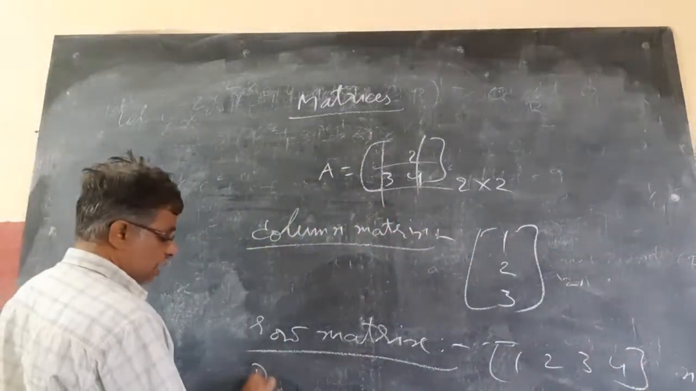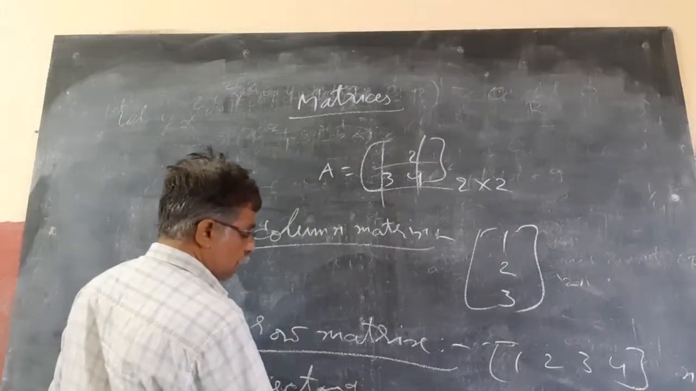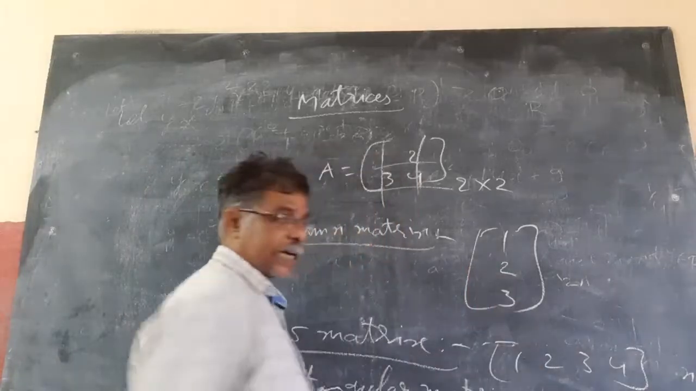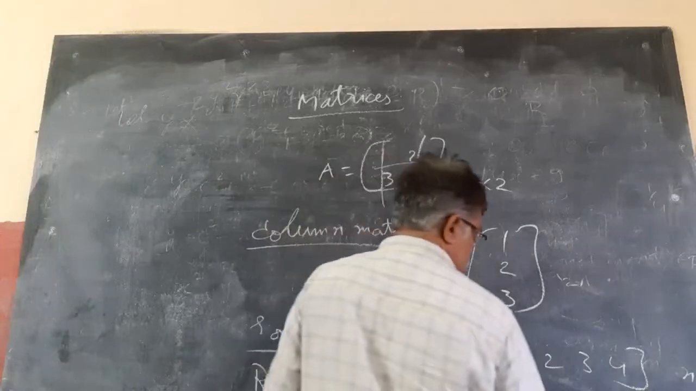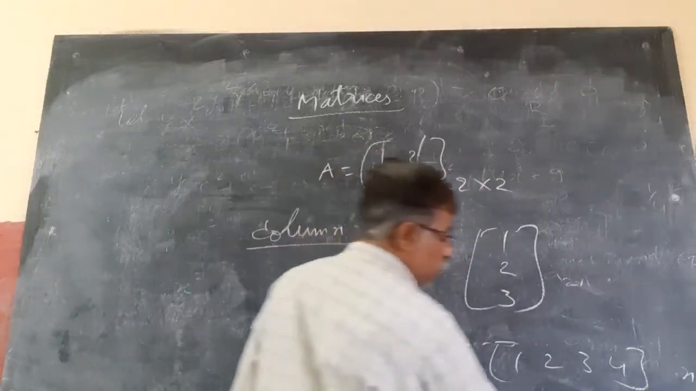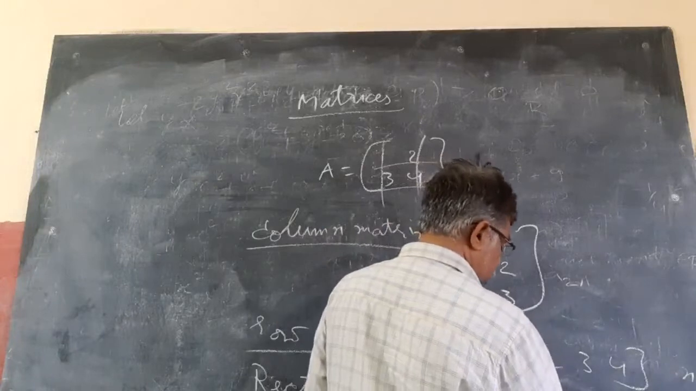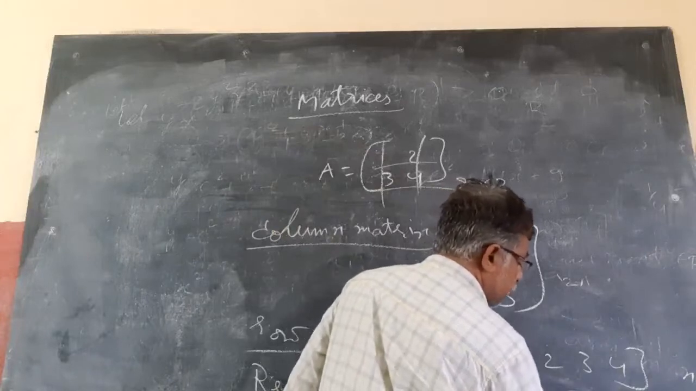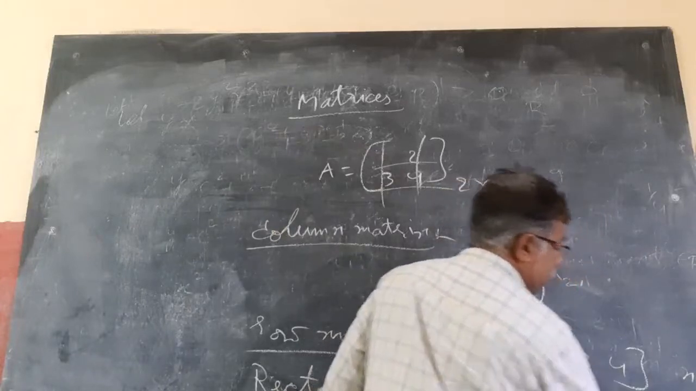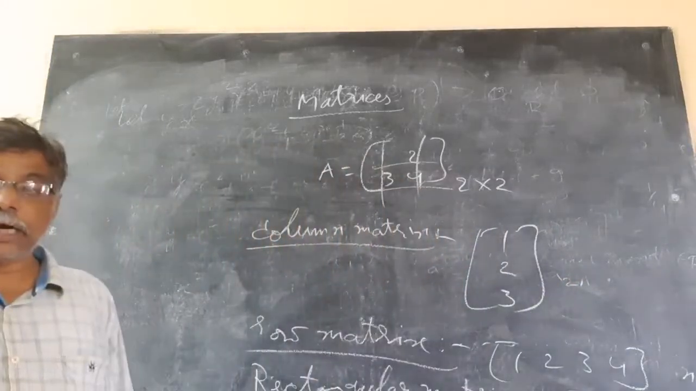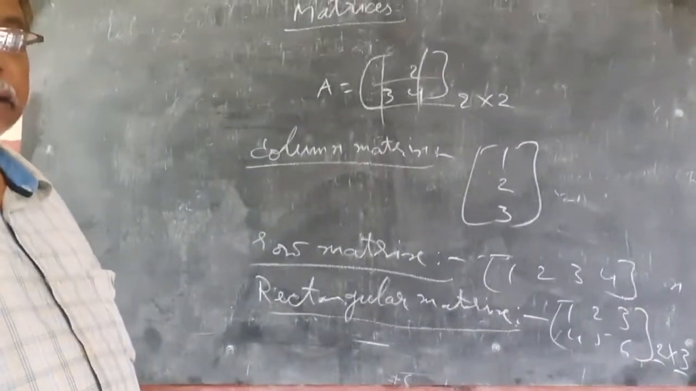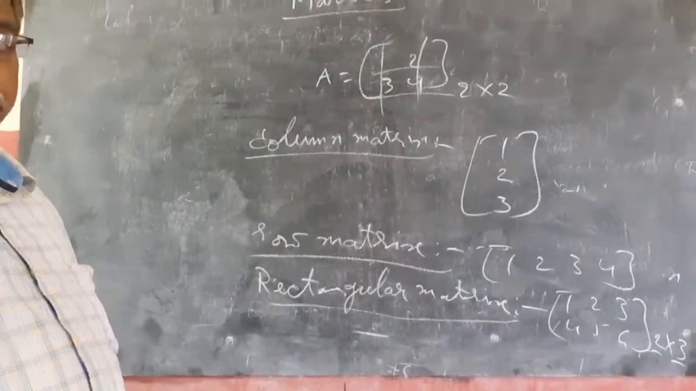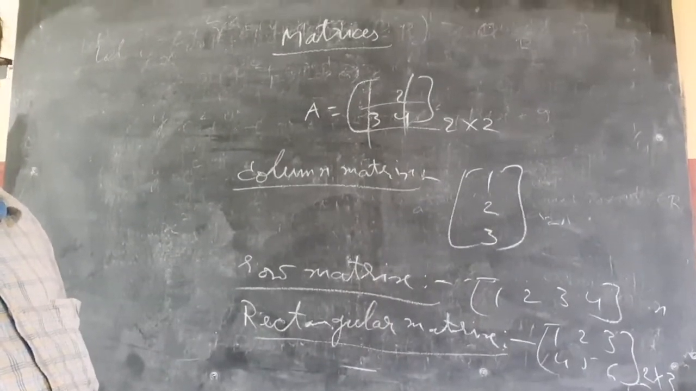Next, rectangular matrix. If the number of rows is not equal to the number of columns, then it is called a rectangular matrix. For example, 1, 2, 3, 4, 5, 6 is of size 2 by 3. Rows are not equal to columns: 2 by 3 means 2 rows and 3 columns, not equal. M is not equal to n, so it is called a rectangular matrix.